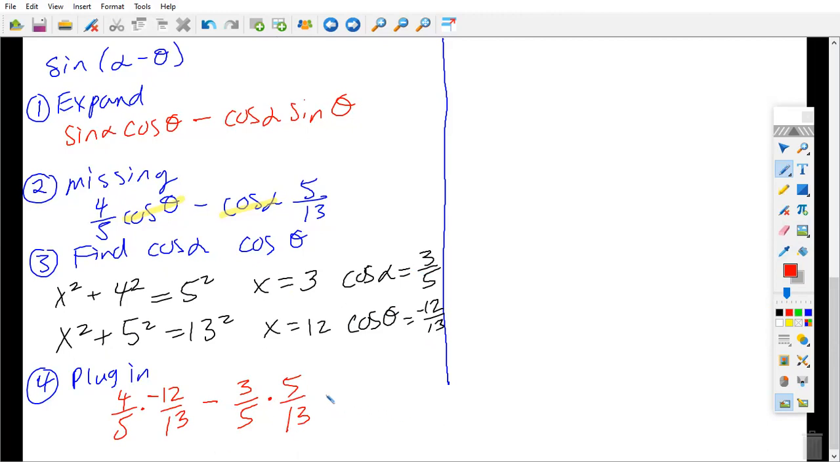So we found our missing values, we plugged them in, and now we're gonna simplify. So we get negative 48 over 65 minus 15 over 65. 4 times negative 12 is negative 48. 5 times 13 is 65. 3 times 5 is 15. 5 times 13 is 65. If you owe me $48 and you say, let me borrow another 15, how much do you owe me now? Too much. Negative 63 over 65.